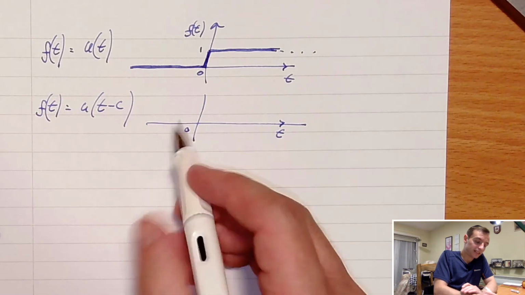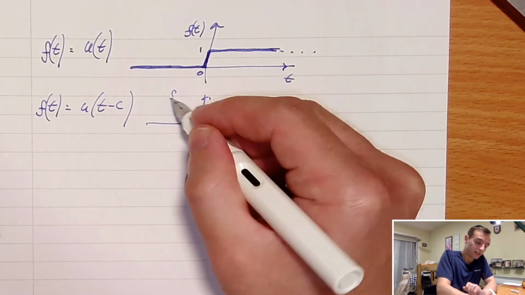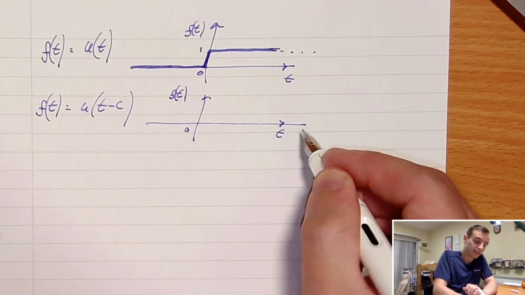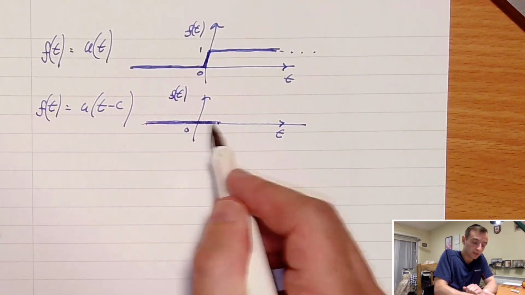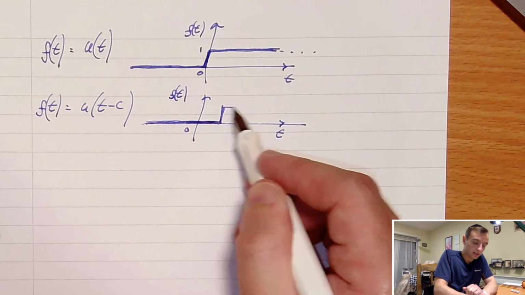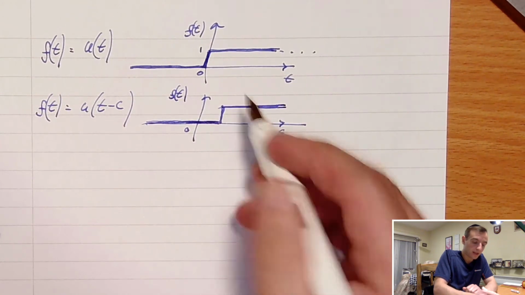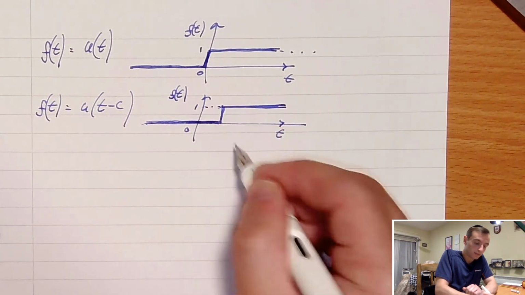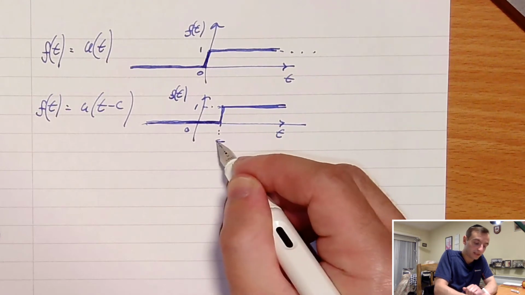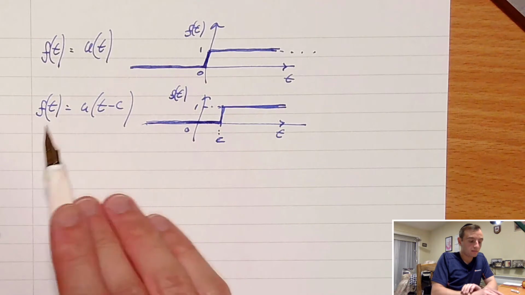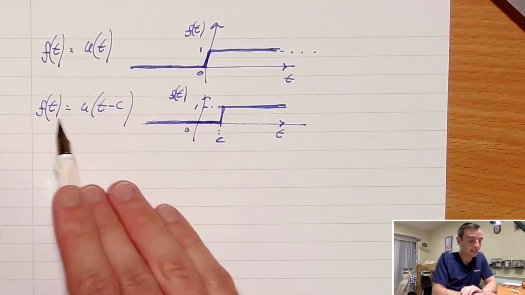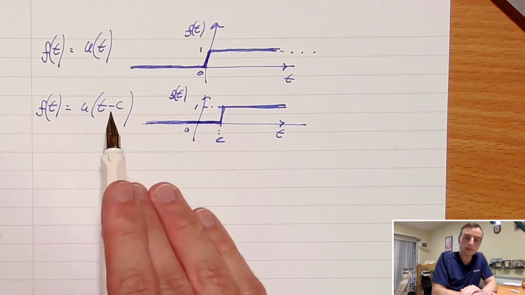So if we have t minus c, then again we have the function f(t) over here, and t over here. It's going to look like this, and then over here it's going to be 1, and this value over here is going to be c. See that over there? So that's all it is. It's as simple as that. The Heaviside step function, f(t) equals u(t minus c).